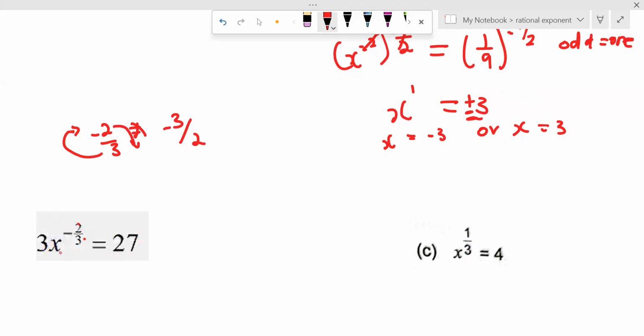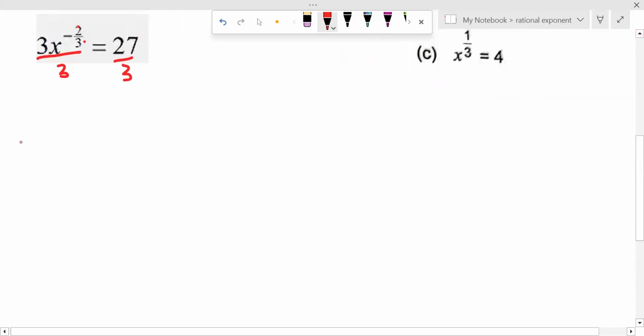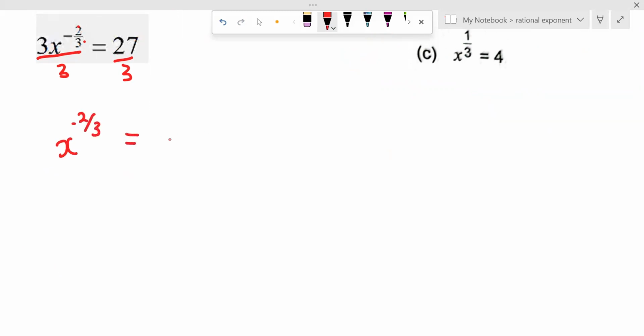But the challenge with this one is that it doesn't have only x on its own. So before I can remove this exponent, I'm going to start by removing that 3. It shouldn't be that much of a hassle. How can I remove that 3? Let me divide by 3, and then divide by 3 here. If I do that, I will have x to the power of -2 all over 3, which is going to be equal to 9 if you type it in your calculator.